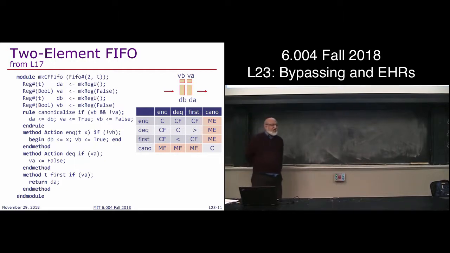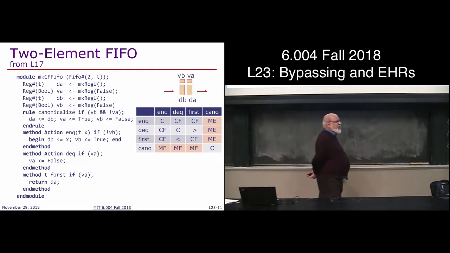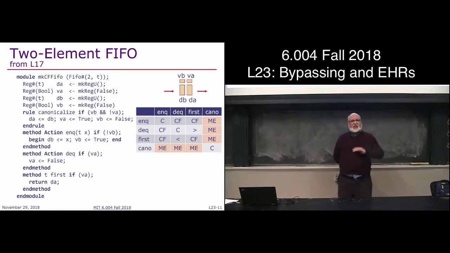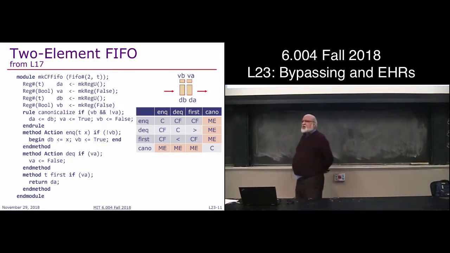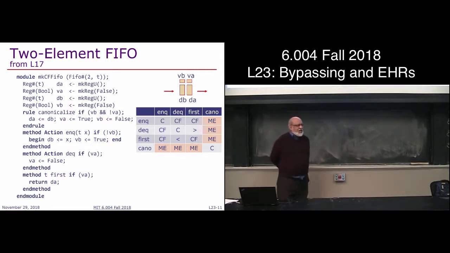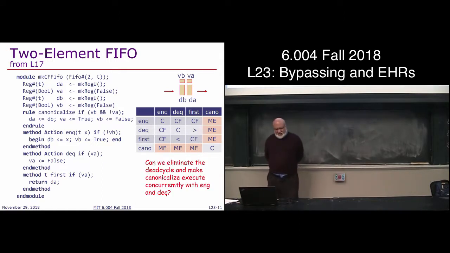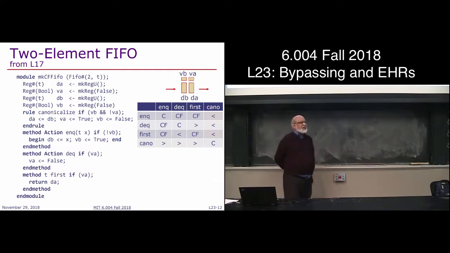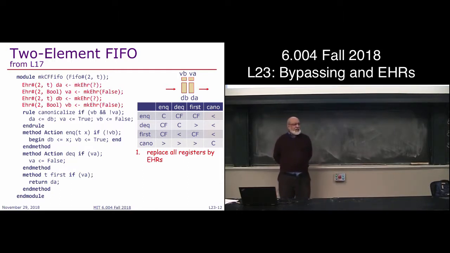And suppose I don't want that. Suppose I really want canonicalization to happen as soon as I'm done doing NQ and DQ, or either NQ or DQ. I want canonicalization to happen all the time and not take an extra cycle. Can we transform this program? And by now all of you know the trick. What's the refrain? Replace all registers by EHRs, right?